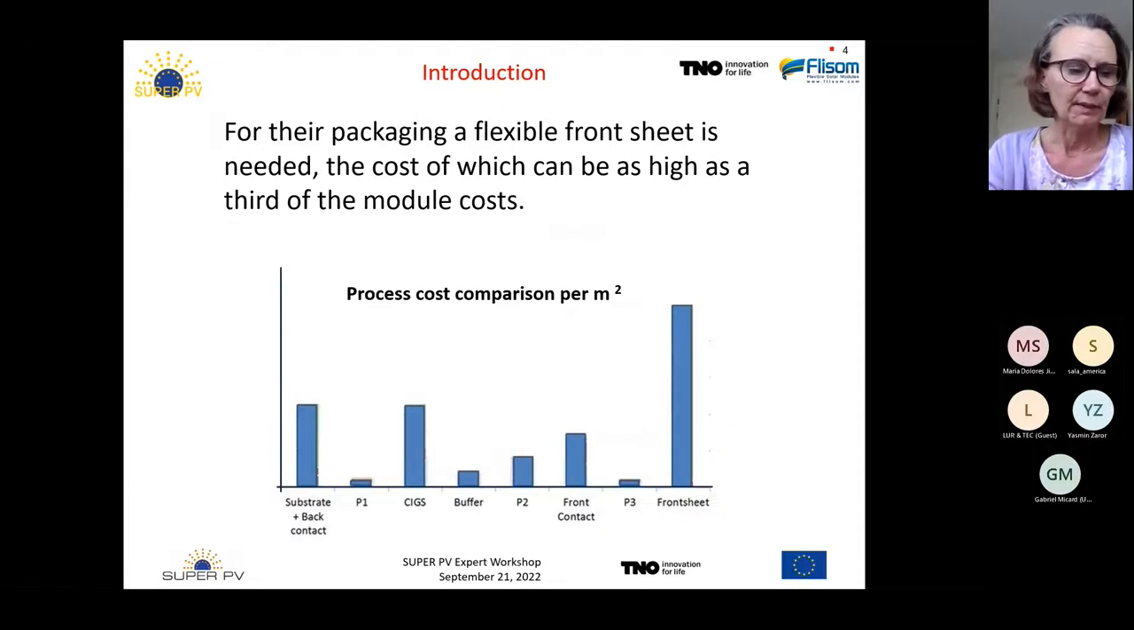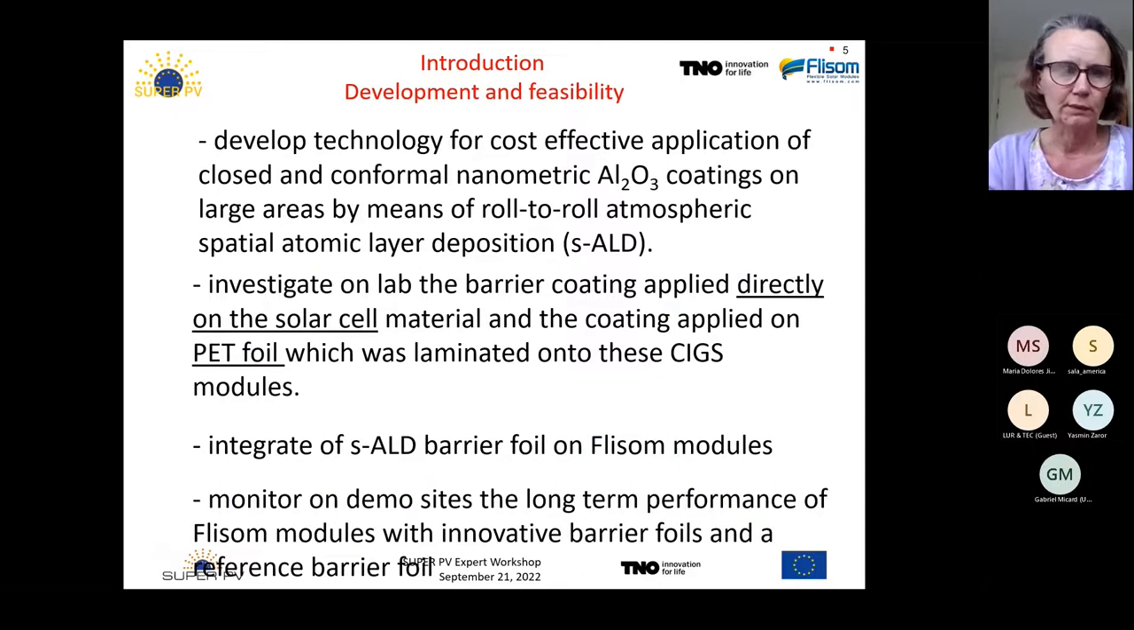These modules need for their package a flexible front sheet, of which the cost can be as high as 1/3 of the module cost, as can be seen in the last bar of this graph. In this project, we want to develop technology for cost-effective application of closed and conformal nanometric aluminum oxide coatings on large areas by means of roll-to-roll atmospheric spatial atomic layer deposition, abbreviated as SALD. I will also call this in the presentation aluminum oxide coating, because the layer that we deposit is this aluminum oxide. So both words I will use.